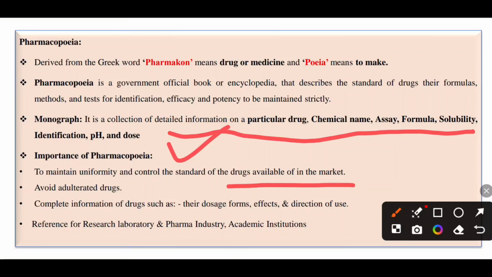So what do you mean by adulteration? Adulteration means adding some foreign particles. So when you prepare the paracetamol tablet, you have to follow the pharmacopoeia. That's why it prevents adulteration.